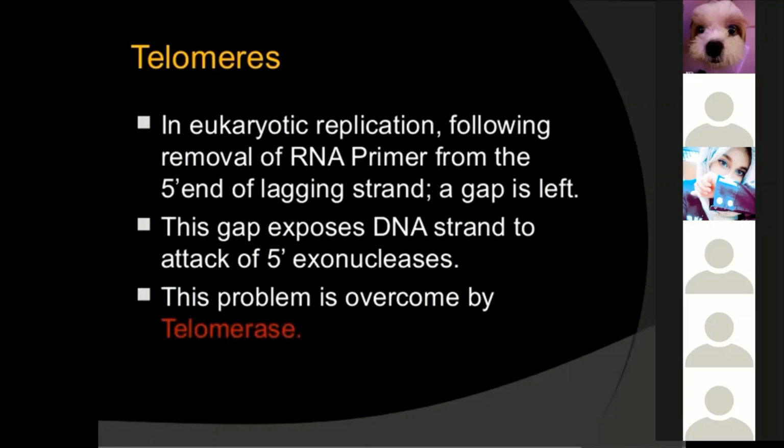Whenever replication takes place, when the RNA primer is removed from the 5' end of the lagging strand, a gap is always left. If exonucleases work on this gap, what will happen? The bases will be degraded. The DNA will be degraded. So many of the genes which are useful will be removed from there. To protect the DNA from getting degraded, telomeres are there basically. So the telomerase enzyme helps for that.